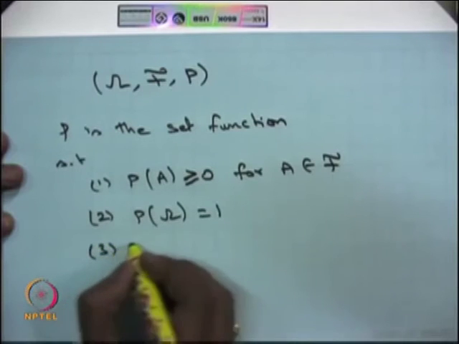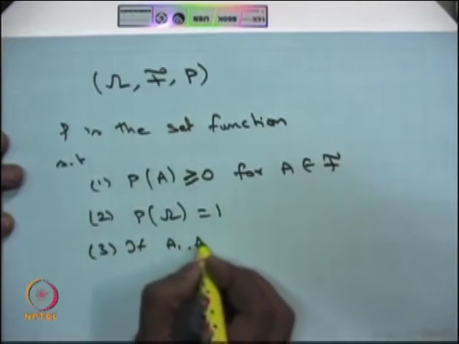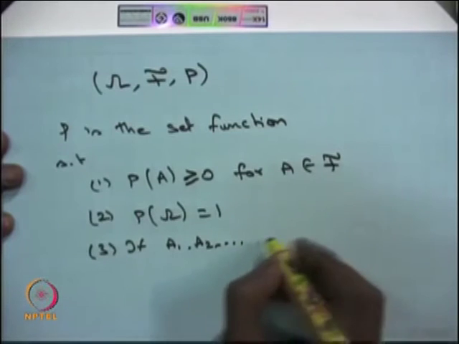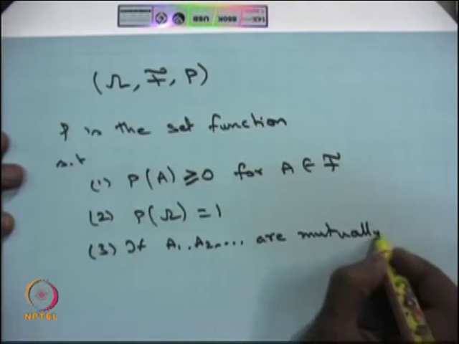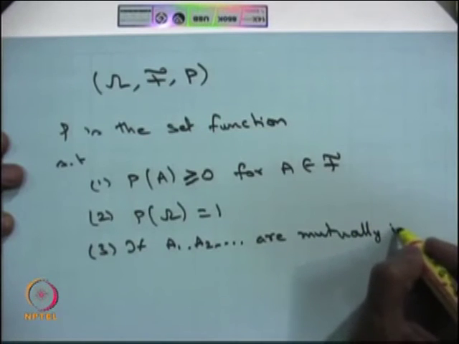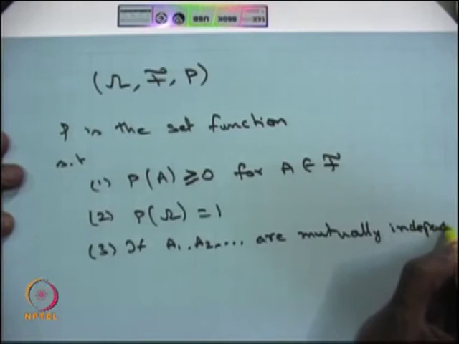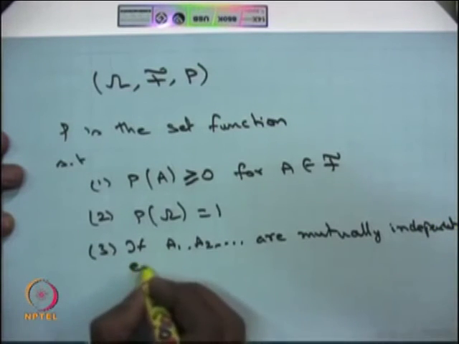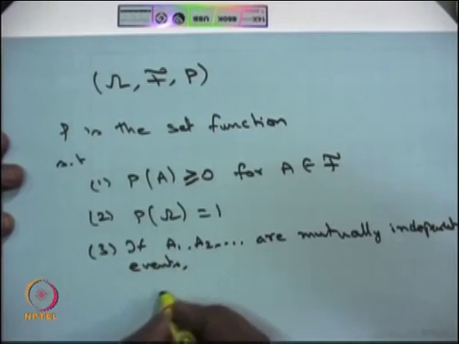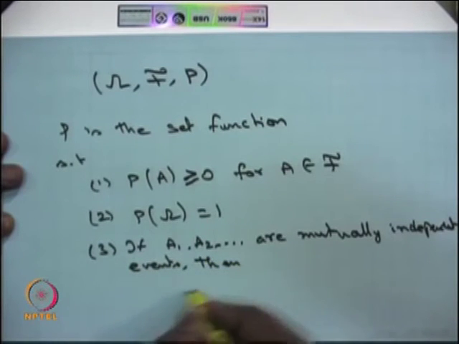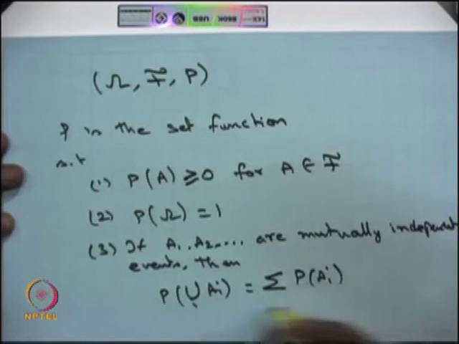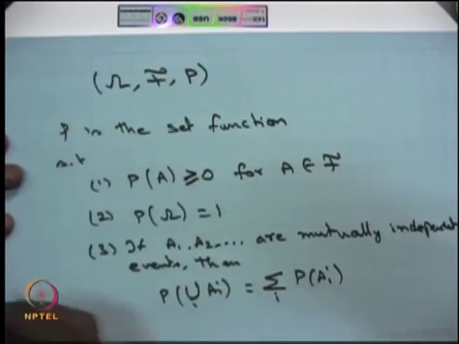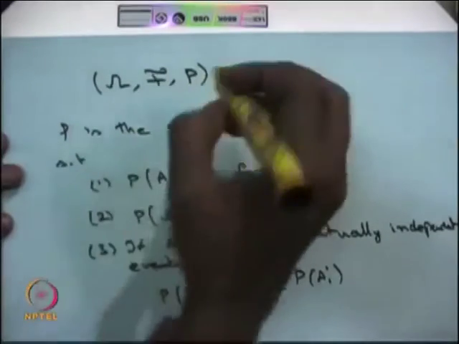The third condition, if I take a few Ai's that are mutually independent events, then P of the union of Ai's is the same as the summation of P of Ai's. Let me just explain the probability space in a better way.